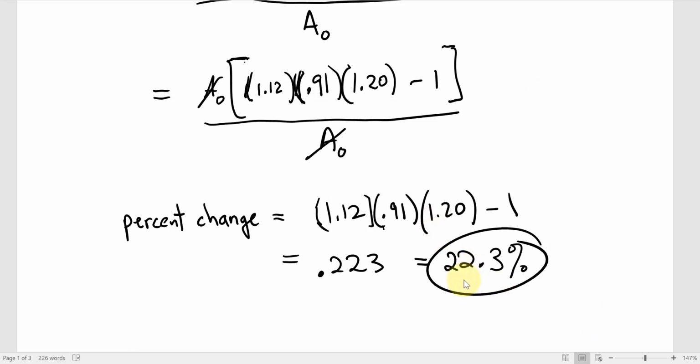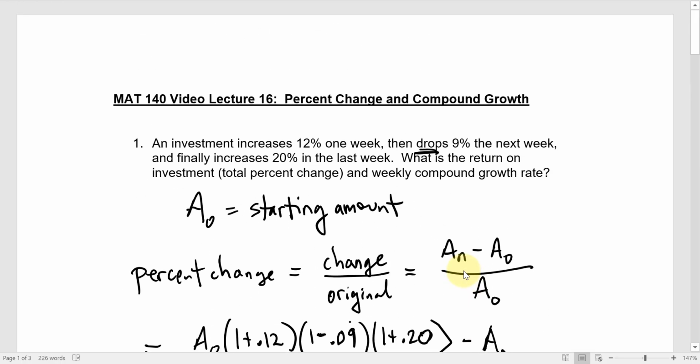Okay, so I've now concluded that there's a roughly 22% overall gain in this investment after going up 12%, dropping 9%, and going up 20%. Overall, it's increased 22%, and that's the return on investment, which is mathematically the same as finding that percent change in the investment. But there was another question here.